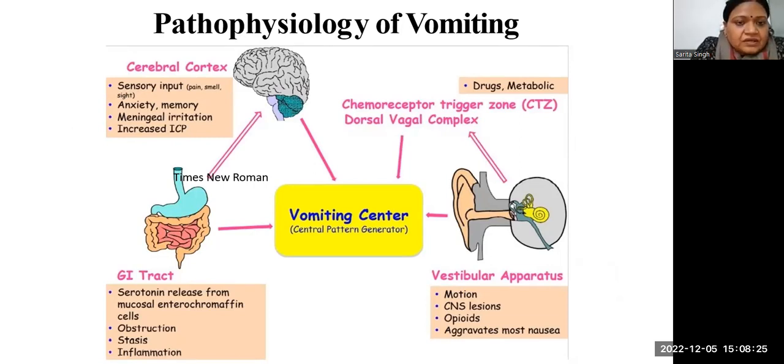These are the pathophysiology, like causes like cerebral cortex and the GI causes, vestibular causes, and the trigger zone, the stimulators which stimulate the trigger zone. So these are the zones, when they get stimulated, they cause the vomiting. They stimulate the vomiting center, which is situated in the medulla of the brain, and they cause the vomiting. So I will not go into detail about the mechanism, but you should know the basics of how the vomiting occurs. Next.